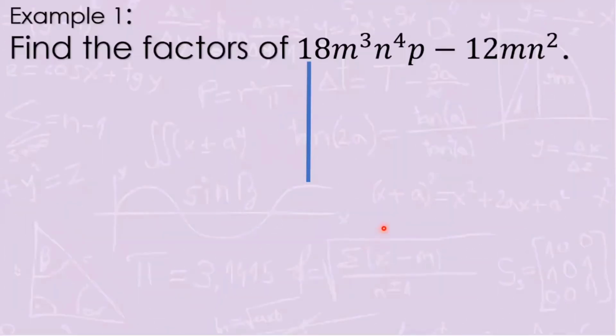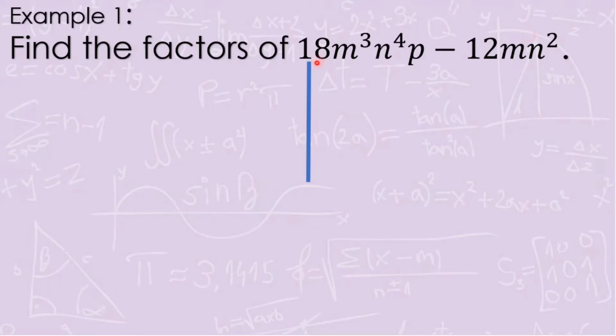Find the factors of 18m cubed n to the fourth p minus 12mn squared. Anong polynomial po ba yung given natin? So, since we have two terms, this is the first term and this is the second term, it is a polynomial that is called binomial. Okay? So, how are we going to factor it out?